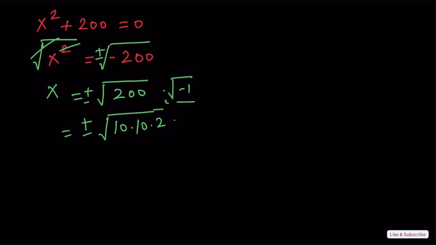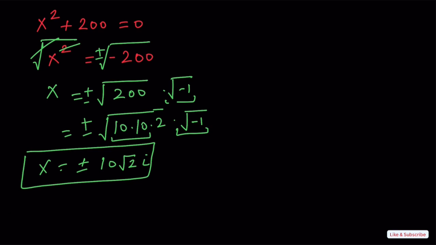And root of negative 1, I can write as it is. Now whenever there is a pair inside the root, we take a single number out, which gives you 10 root 2. Now what's the value of root of negative 1? We know that it's i. So the value of x equals plus minus 10 root 2 i. I can also write this as x equals 10 root 2i, or negative 10 root 2i.